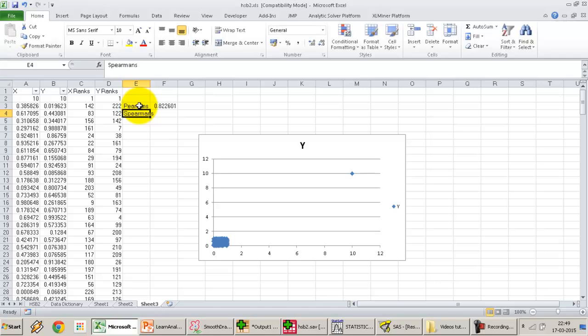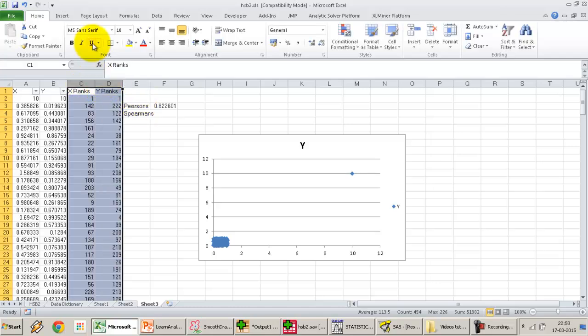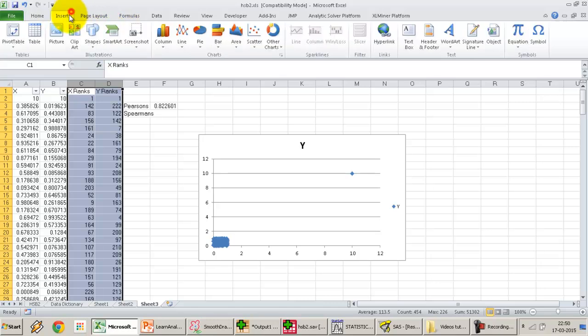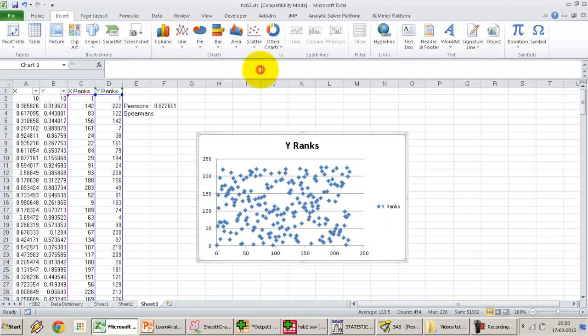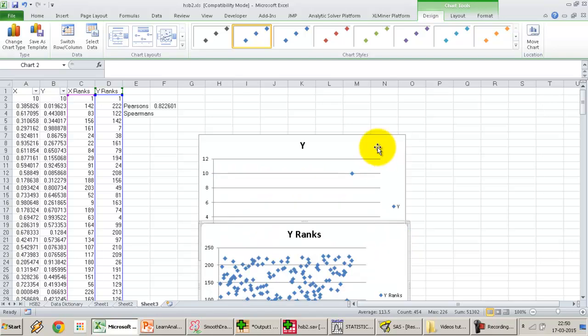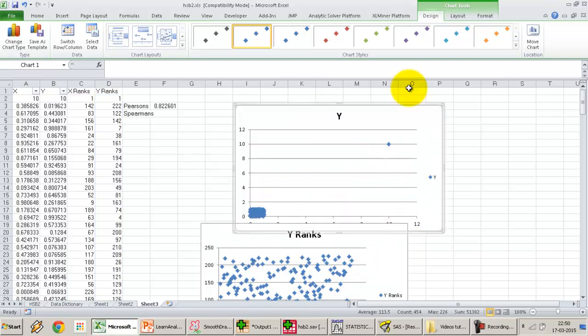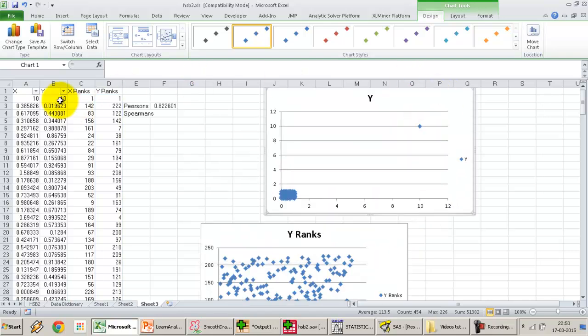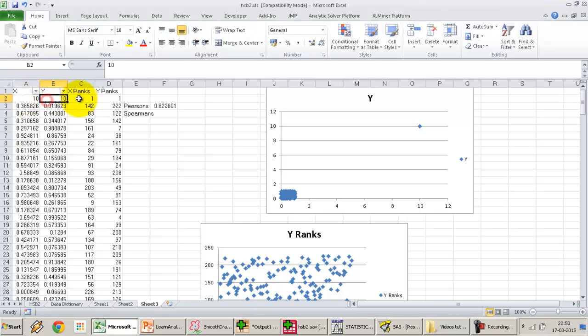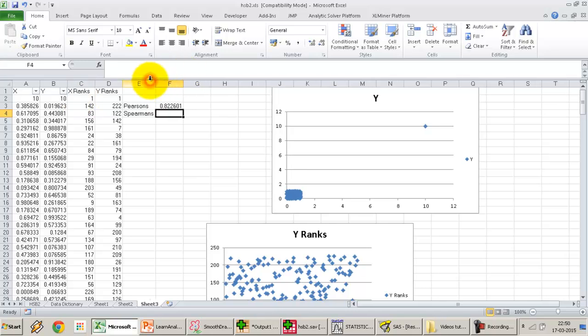If I look at x ranks and y ranks and generate the scatter plot, I will see that the scatter plot does not have any outlier, because even the most extreme outlier can only be converted into a rank over here. An outlier can only take either the highest rank or the lowest rank. It will not move beyond that. And rank is bounded by the number of observations that we have.